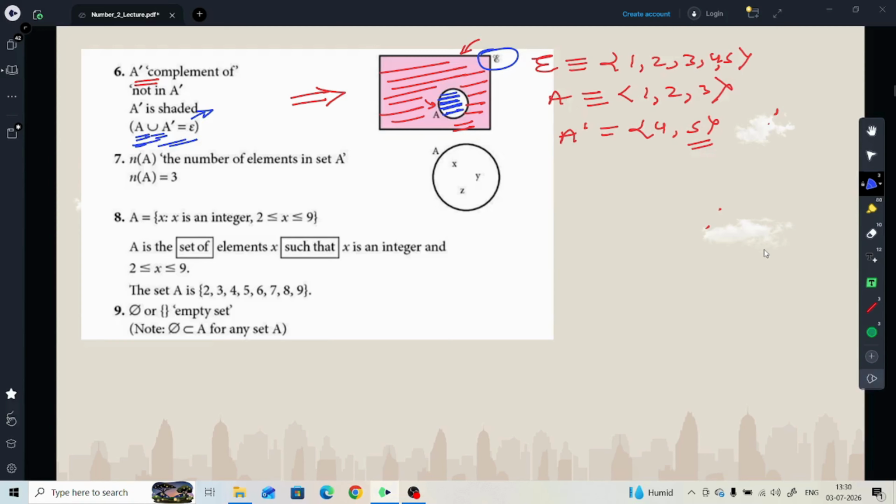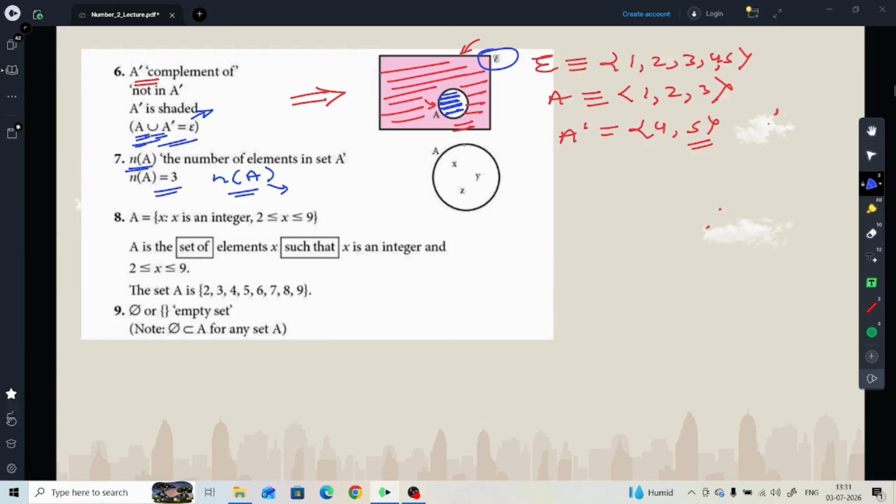So the hard part we are already done with. Now comes the very easy part. The next part is basically about this particular symbol: n, and then in brackets we write the set name. Now what does this symbol mean? It actually helps us count the number of elements present in a particular set.